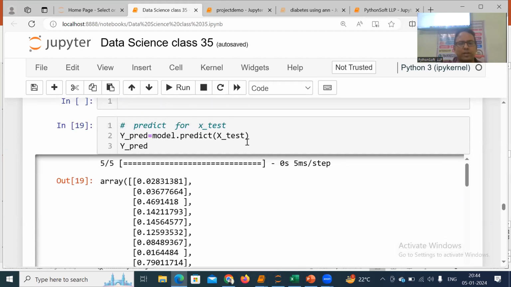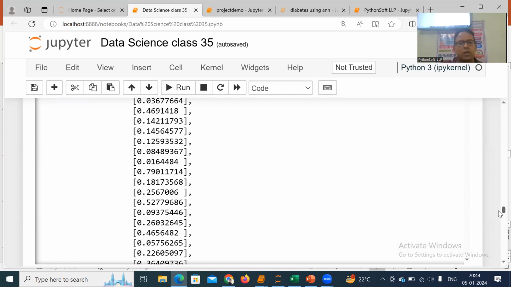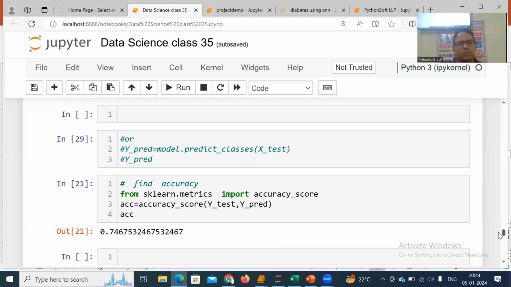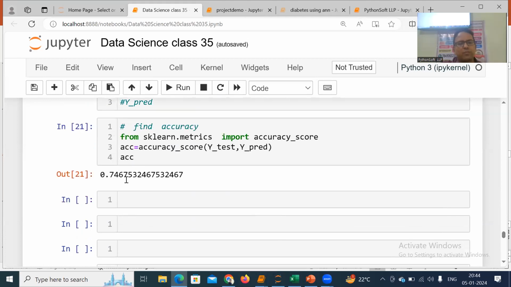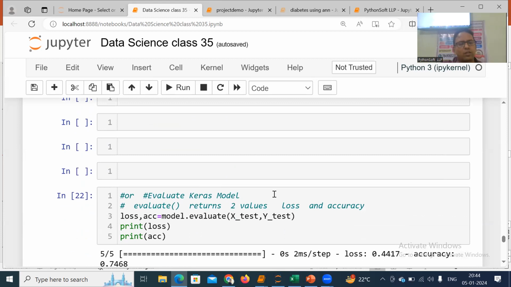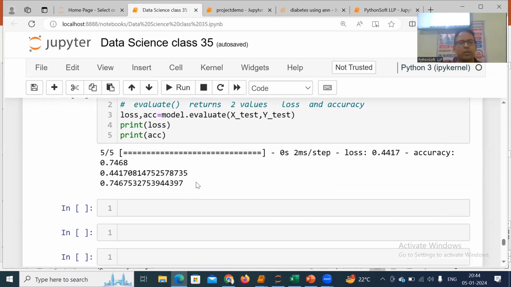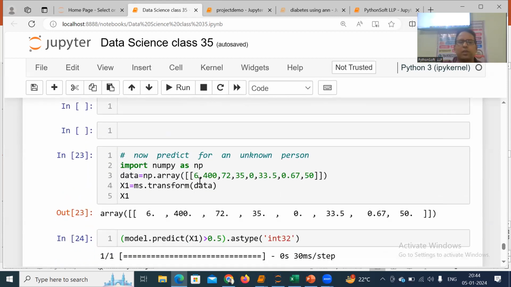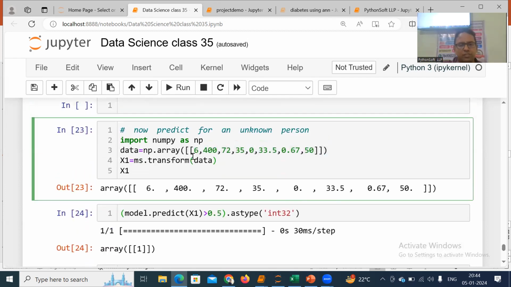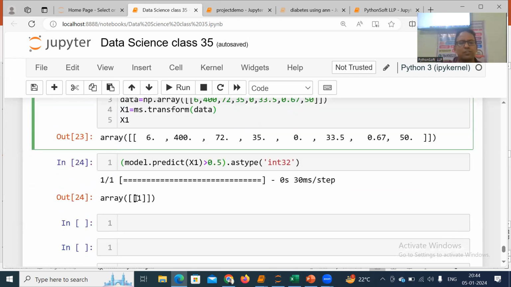Yes, okay, what is the answer for the 20% data? After testing, you find the accuracy. If the accuracy is 74%, then the loss you can also find out. Then a new person came. These are the parameters. Just tell me what the answer will be. The model is telling, for this data, the answer is one. One means suffering from diabetes.